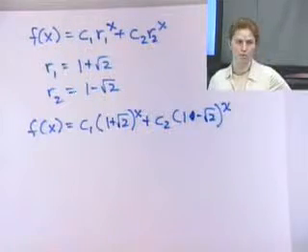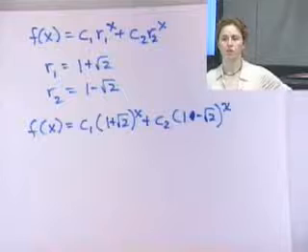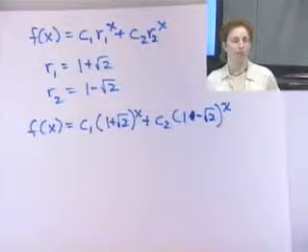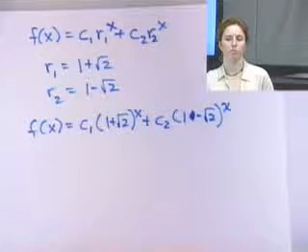Now I have two unknowns. And how many equations do you need to find two unknowns? I don't know what C1 and C2 are, but I need to know what they are. I need two equations to find two unknowns. So what do you think I might be able to use?